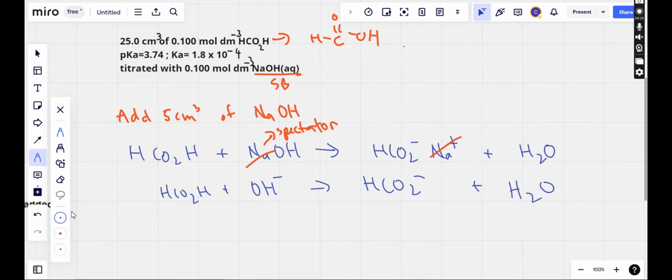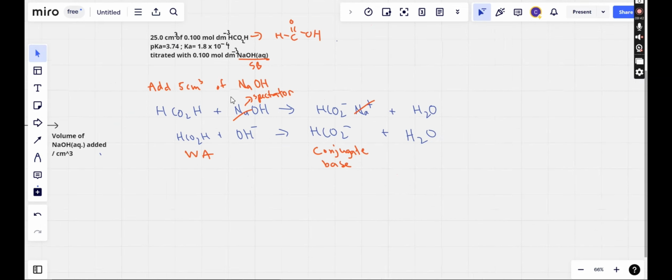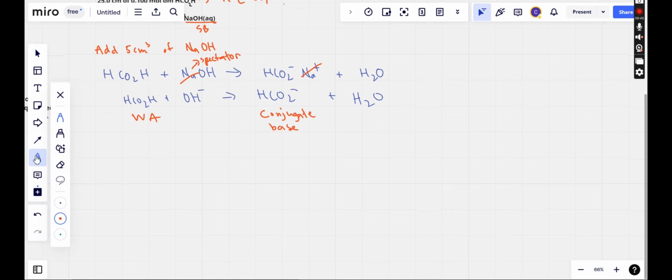Okay, so now here is your acid, here is your conjugate base. Now you have a conjugate base. Let me just zoom out so there is slightly more space. Okay, so you will want to calculate how much NaOH has been added. So NaOH added, I added 5 cm cube, right? 5 cm cube.